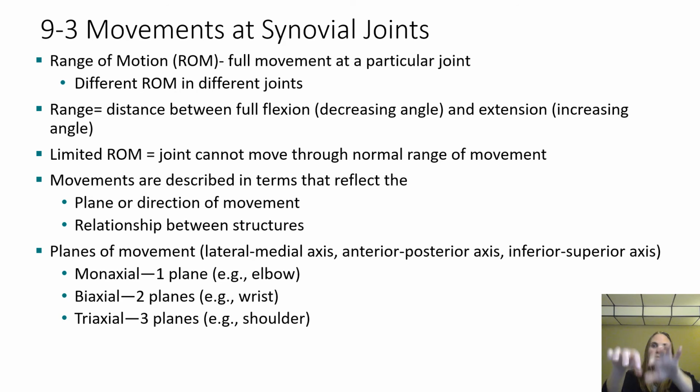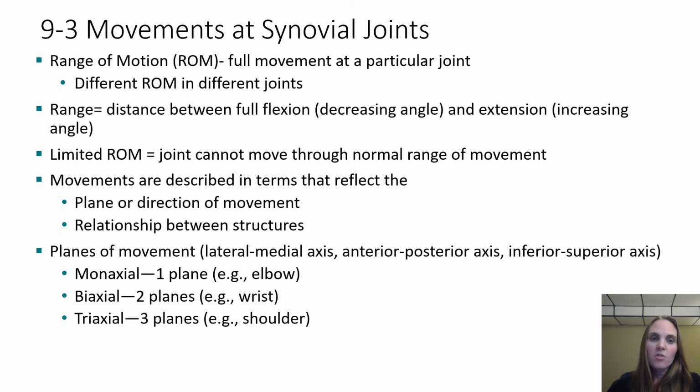So that's a limited range of motion. When we're describing movements in the joints, they're described in terms that reflect the plane or direction of the movement, as well as the relationship between the structures, the relationship between the articulating surfaces. And we talk about different planes of movement.